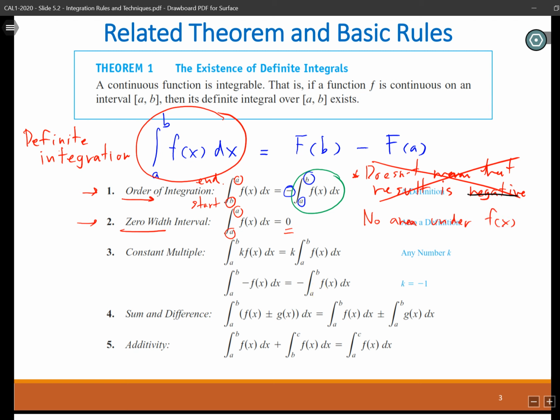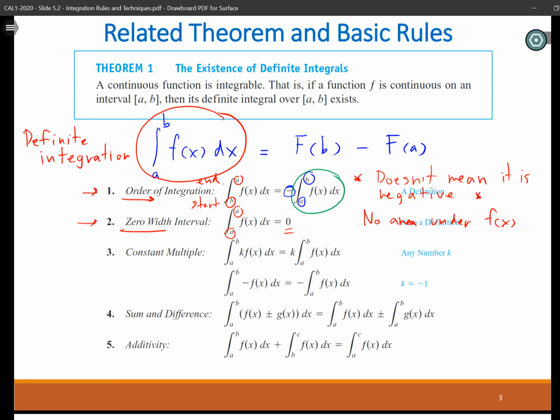I wrote this too fast. I don't like it, so let me fix that. Give me some time. So this doesn't mean it is negative. All right. It's just the opposite sign.